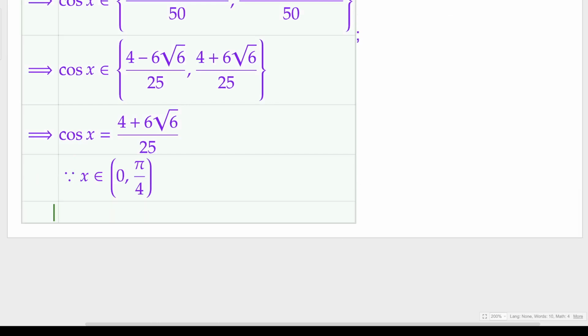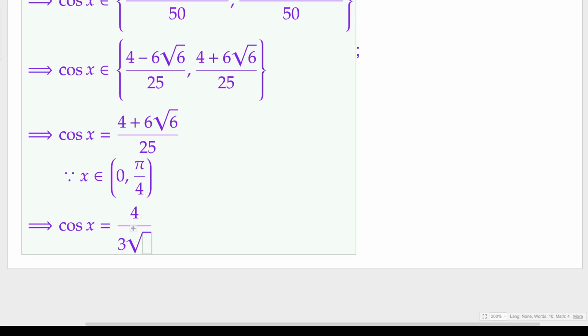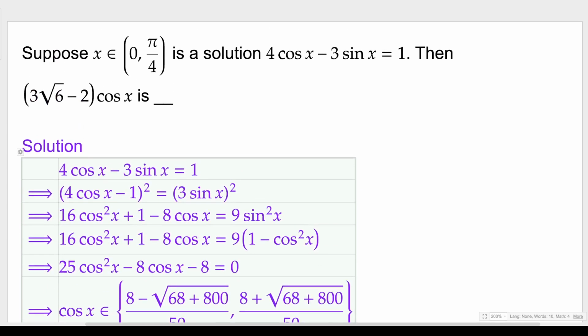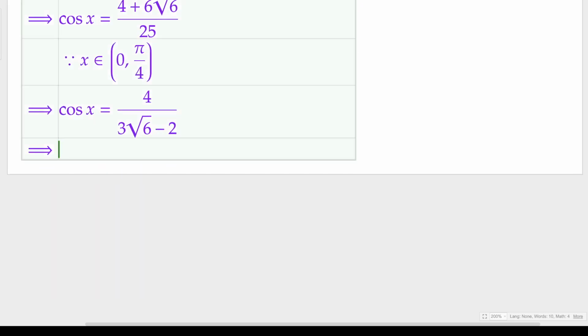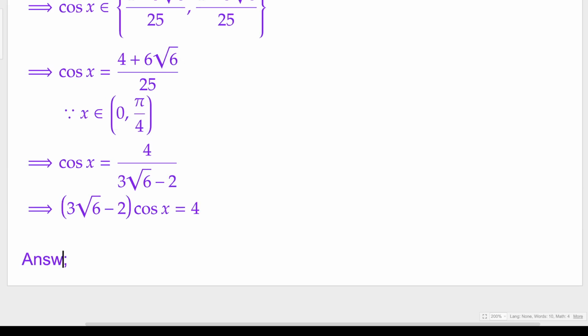On resolving this expression further, we'll be getting cos x as 4 over 3 times square root of 6, and here I can write minus 2. So from this we can clearly state that the given expression that is being demanded over here can be written as equal to 4. So for this problem statement, 4 is the answer.